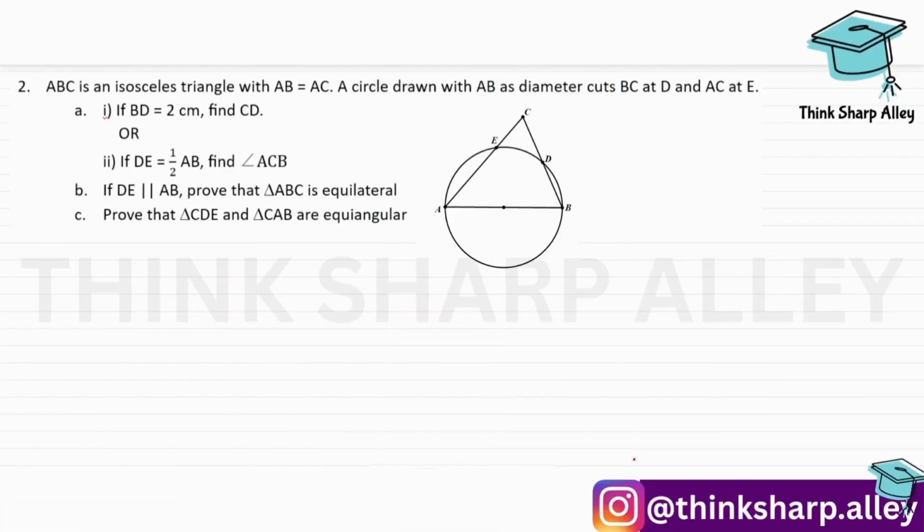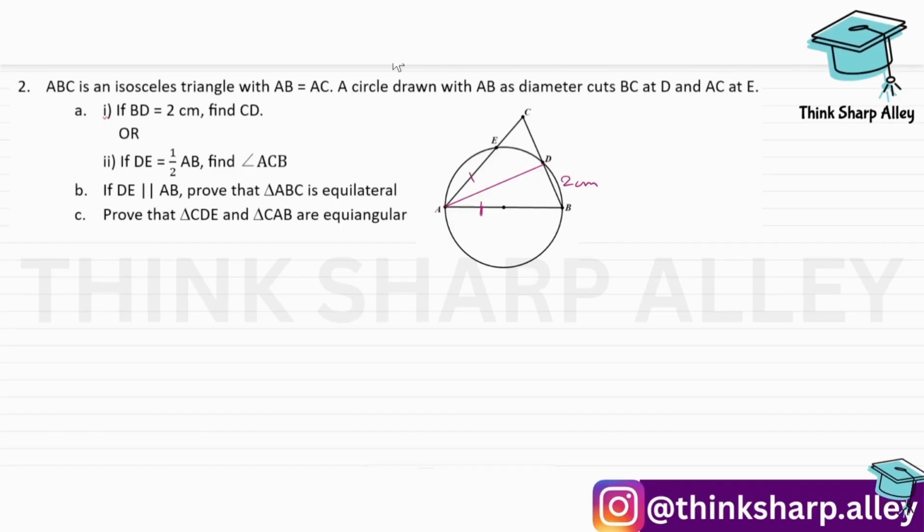Okay, this is question number 2 of our 3 HOTS questions, and this one's interesting. Let us read the question through. ABC is an isosceles triangle with AB equal to AC. Alright, so these two are equal. With AB as diameter, a circle is drawn which cuts BC at D and AC at E, which is already shown in the diagram. Now moving to the first question, if BD is equal to 2 cm, we have to find CD. Now here let us join AD first.